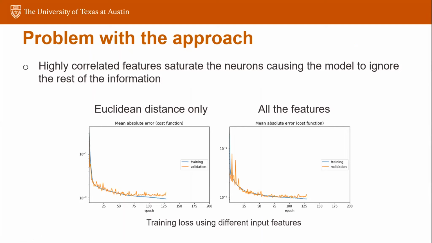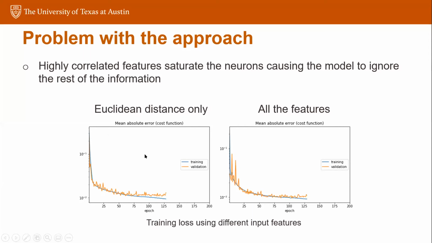The main issue with this approach was that highly correlated features saturate all the neurons in the network. And let me explain that. Since intuitively Euclidean distance is the most correlated feature with velocity, the network was focusing all its efforts on paying attention to the Euclidean distance only. So it was kind of neglecting the rest of the features.